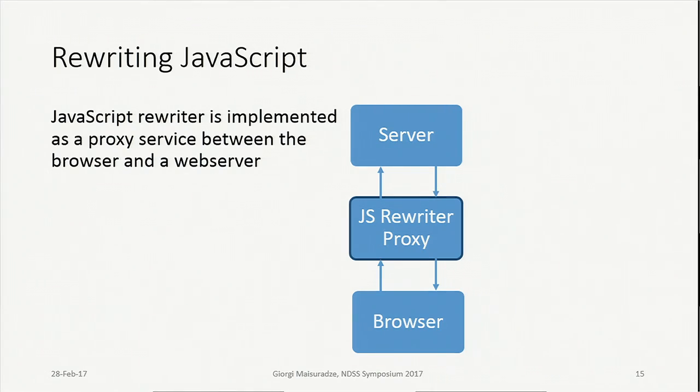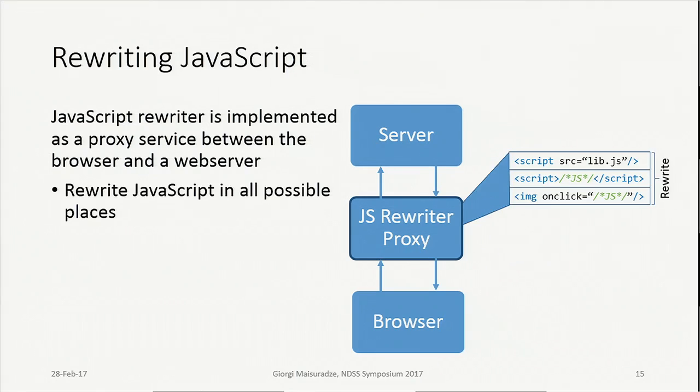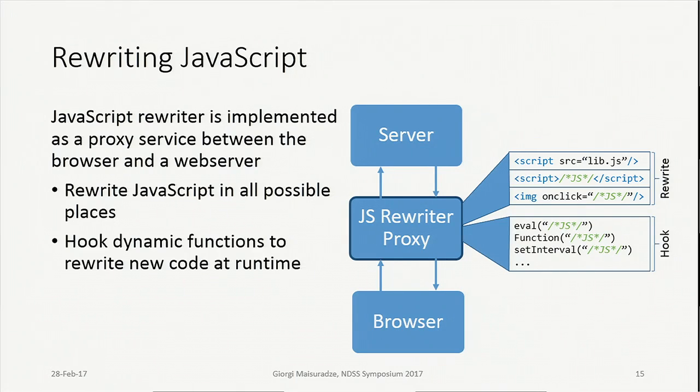In our rewriter proxy, we distinguish between what to rewrite, and we take JavaScript from either imported libraries, inline JavaScript between script tags, or event handlers on HTML tags. We also have to deal with dynamic JavaScript creation, that is functions such as eval or setInterval, which are able to take a string as input and generate JavaScript out of it. To deal with it, we use function hooking. We hook all these functions, and every time they are called, we first rewrite the JavaScript on the proxy side, and then we call the original function with the rewritten JavaScript.